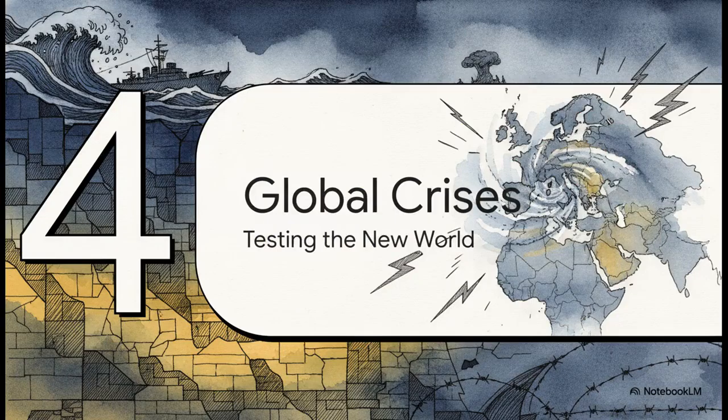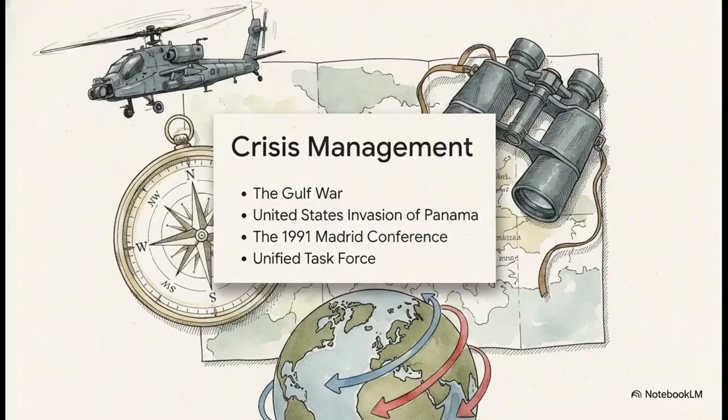Section 4, navigating global crises. Because, as we know, a new world order certainly doesn't mean a peaceful world. His crisis management was tested over and over again. Just look at the list. The Gulf War Coalition, the U.S. invasion of Panama, the 1991 Madrid Conference for Middle East Peace, and the Unified Task Force in Somalia. In every single one of these instances, you can see his prior CIA and UN experience directly informing exactly how he built massive international coalitions and deployed military power strategically.